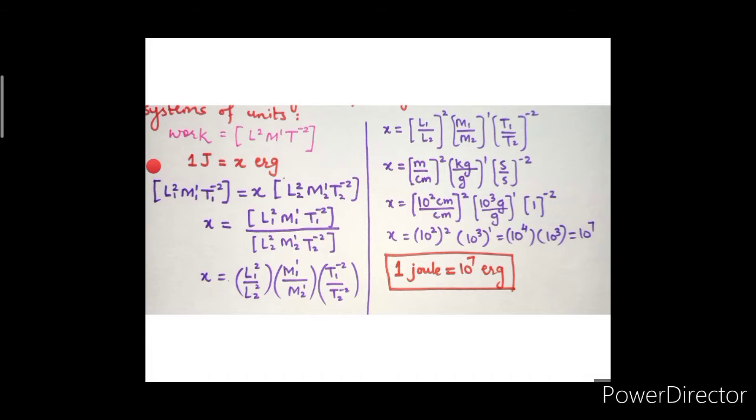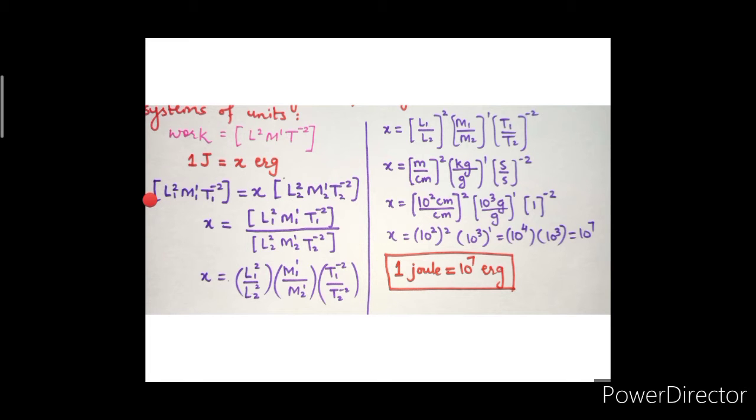After writing this equation, we have to write down the dimension. The dimension of work done in any system would be the same. So here we are supposed to write the dimensional formula for 1 joule as L2 M1 T minus 2, as we have to specify the suffix 1 to indicate the SI units. So it is to be written as L1 raised to 2 M1 raised to 1 T1 raised to minus 2 is equal to X. For erg we have to specify the suffix 2 to indicate the CGS units. So for the erg, the dimension of work in CGS system is to be written as L2 raised to 2 M2 raised to 1 T2 raised to minus 2.